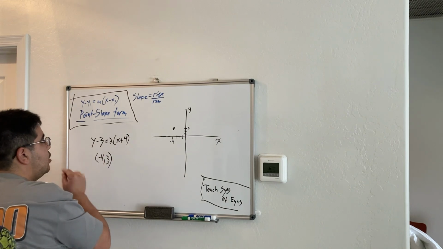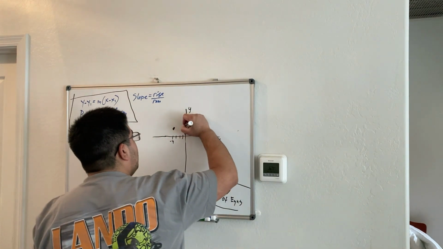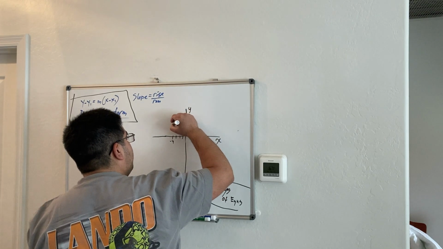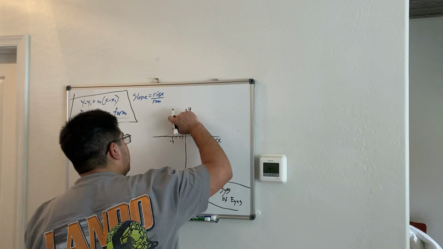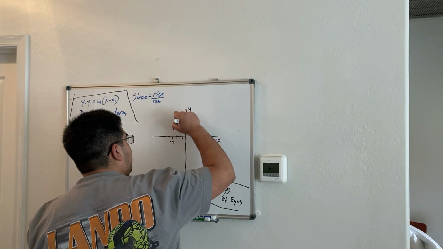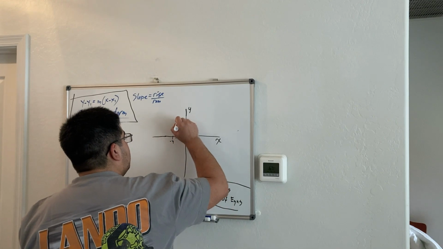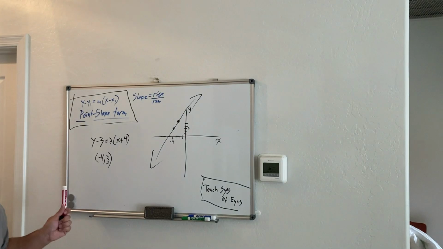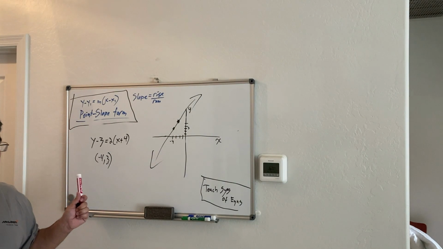Rise over run. So we go up 2. 1, 2, up 2. And then we go over to the right. From here, we go up 2 and over to the right 1. Right there. Connect the dots. There's your point. There's the line. All right.